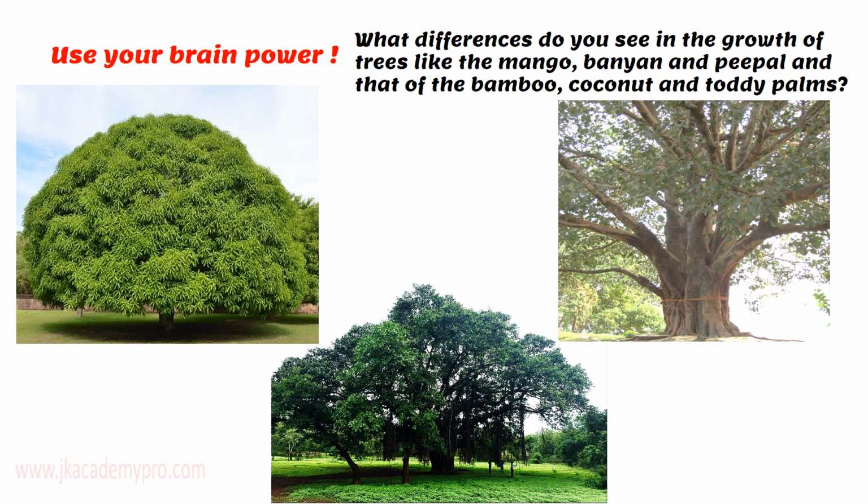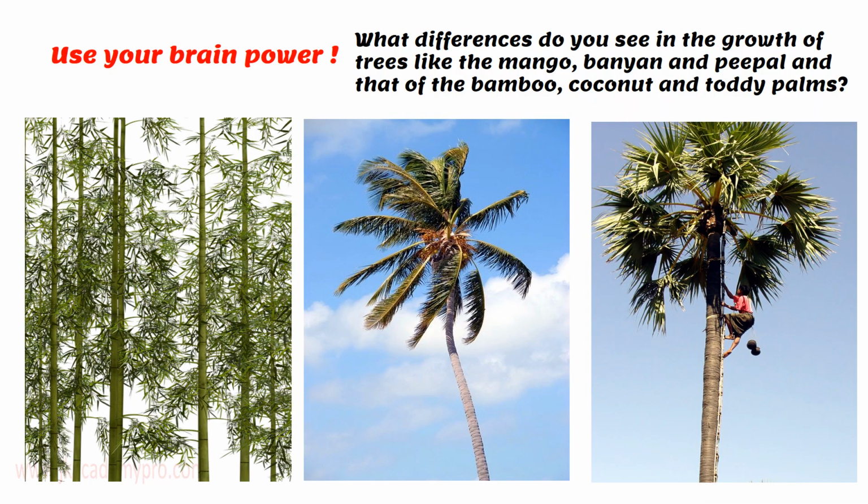Now look at these set of pictures. In the first picture is a mango tree, in the second picture is the banyan tree, and in the third picture it is a peepal tree. What is the special feature that you see in these three pictures? They have grown big and wide, and they have spread out. Now let's look at this next set of pictures. These are pictures of the bamboo tree, the coconut tree, and the toddy palm. What is the similarity we see over here? We see that they are growing straight and tall, and they are not spreading out. They hardly have any branches.